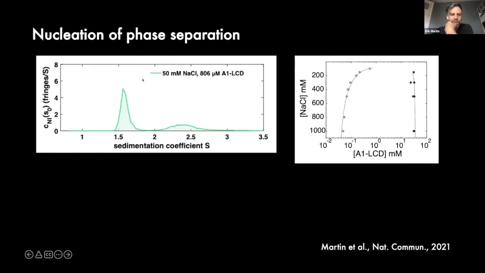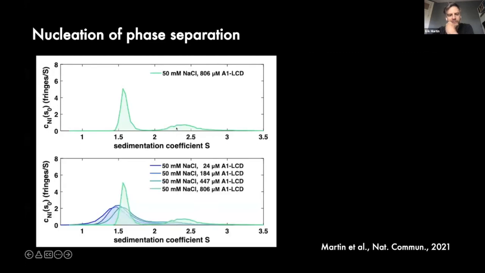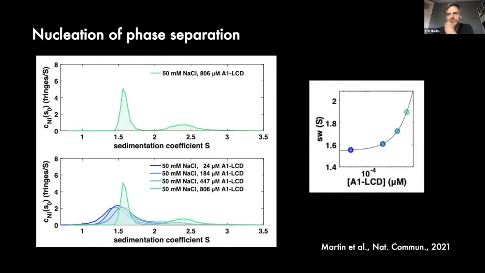What I'm showing here is the analytical ultracentrifugation data remodeled into a distribution as a function of sedimentation coefficient. We can see that at 50 millimolar salt, we have the formation of some higher order oligomeric structure. We can do a titration and see the formation of these oligomers as a function of protein concentration, and model this to a pseudo-isodesmic model.